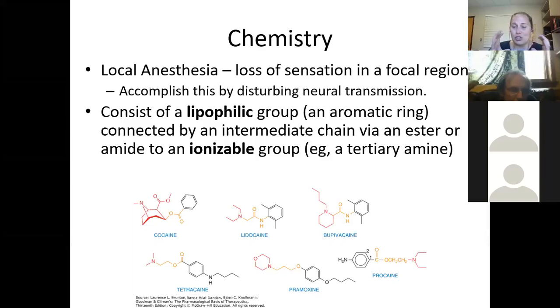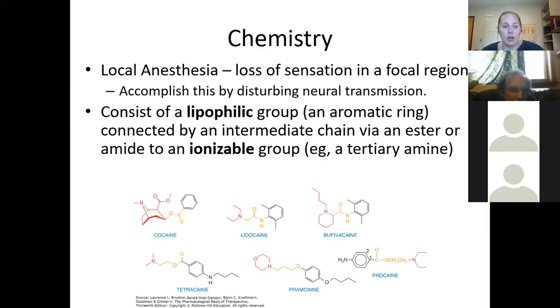Okay, so how would you describe or define a local anesthetic? It is the loss of sensation to a focal region, just in a specific area that you want. This is achieved by disrupting neural transmission. We'll talk about all these anesthetics; they have a very common target. Many of them target voltage-gated sodium channels, but we'll talk about that extensively in the following slides.